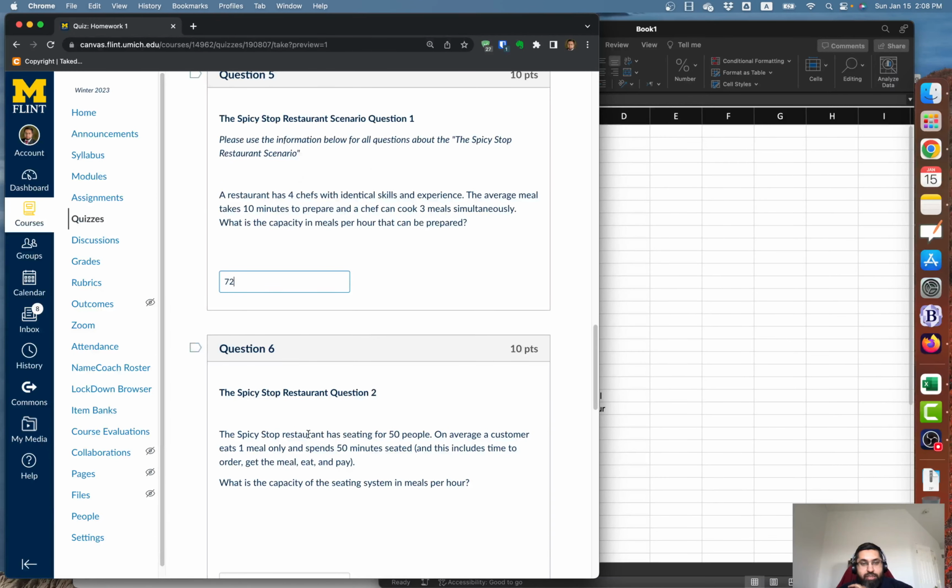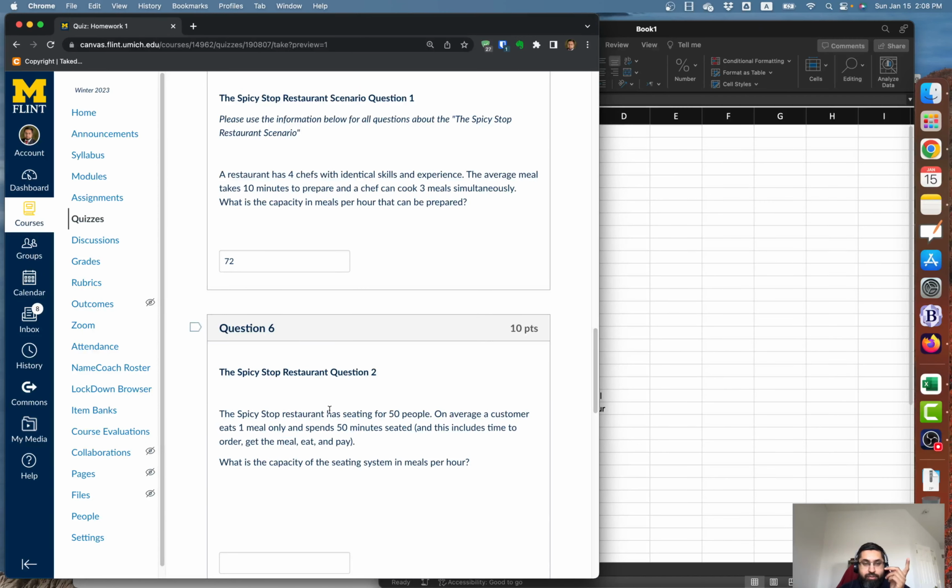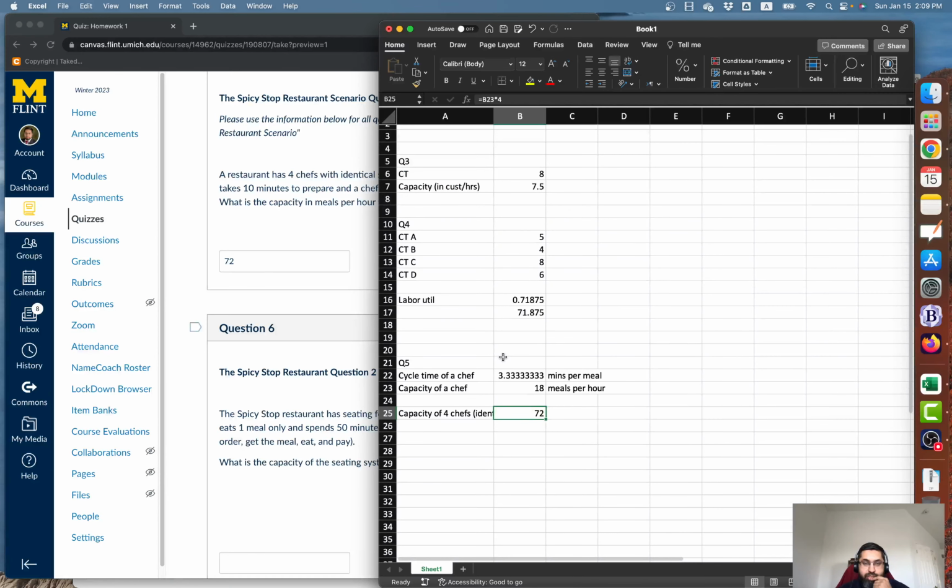Okay, so the Spicy Stop restaurant has seating for 50 people. On average, a customer eats one meal and spends 50 minutes seated. This includes time to order, get the meal, eat, and pay. So a customer spends 50 minutes in a chair, in a seating, and we have 50 seating total. What is the capacity of the seating system in meals per hour? This is a very interesting question.